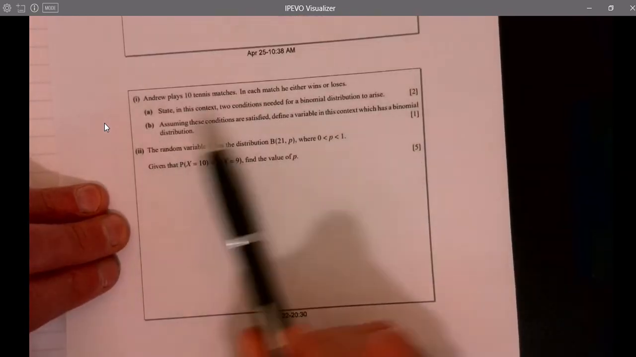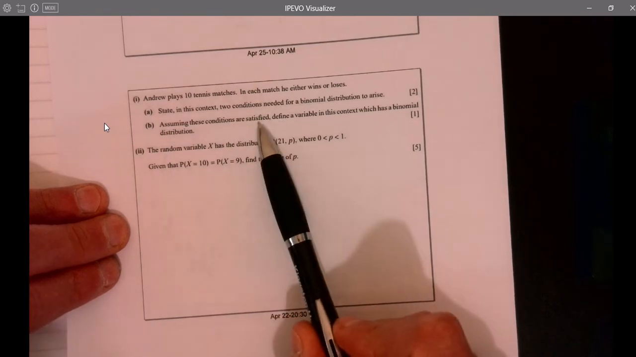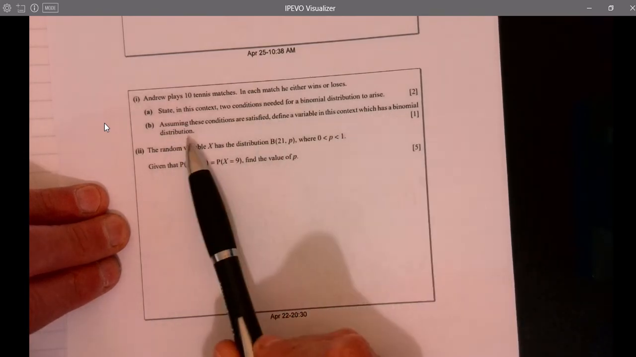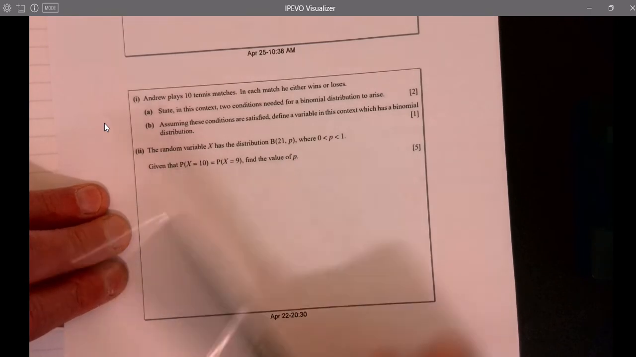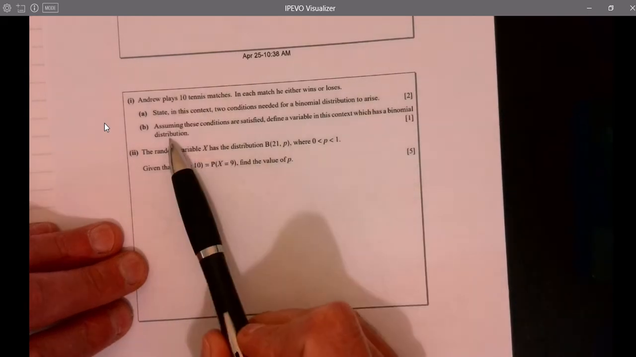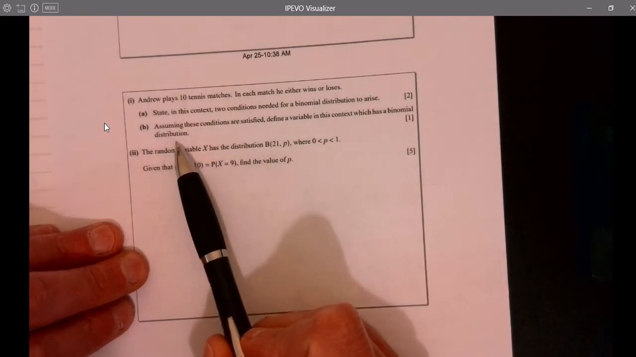Right, part B. Assuming these conditions are satisfied, define a variable in this context which has a binomial distribution. That's the number of games that he's going to win or lose. You could look at it the other way around. So X would be the random variable, the number of games he's going to win, or lose if you prefer. I prefer to be positive. Look at it in a positive way.